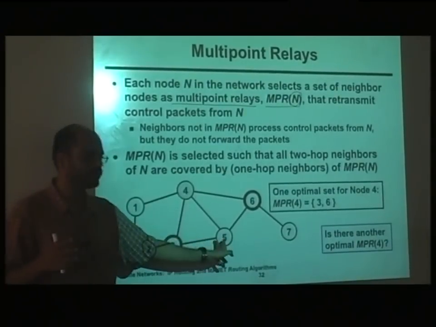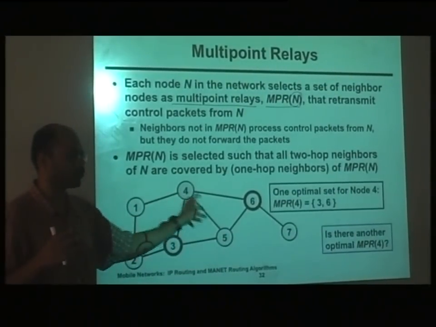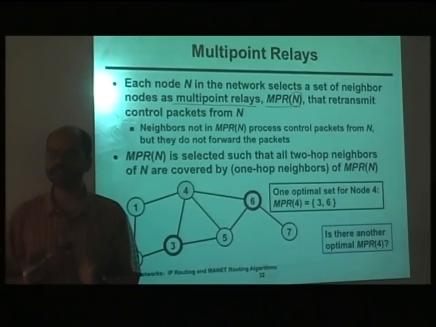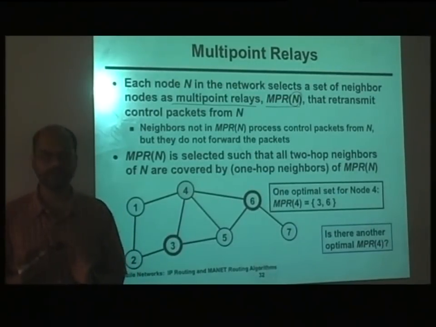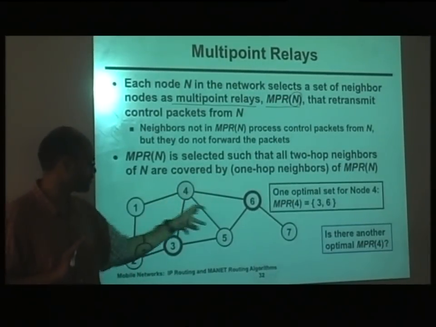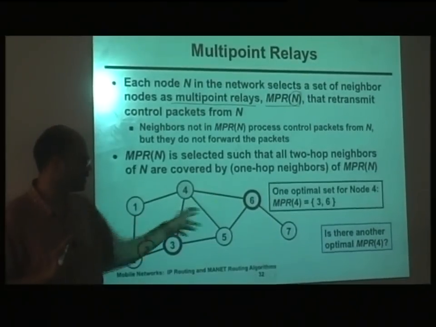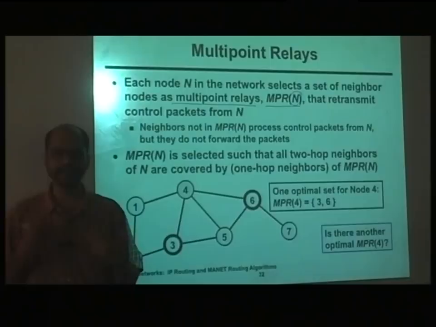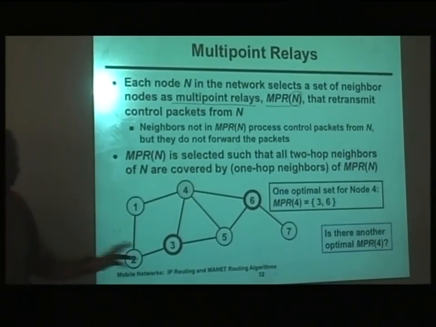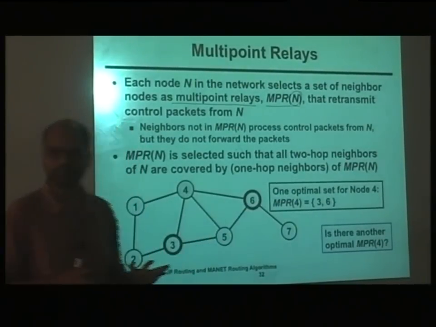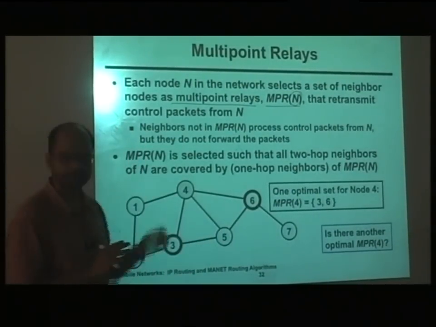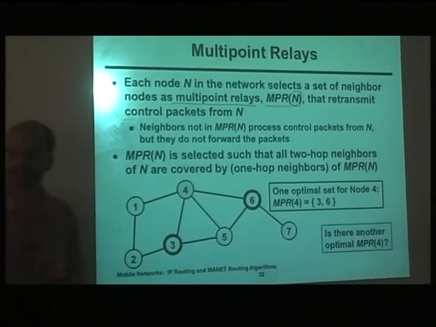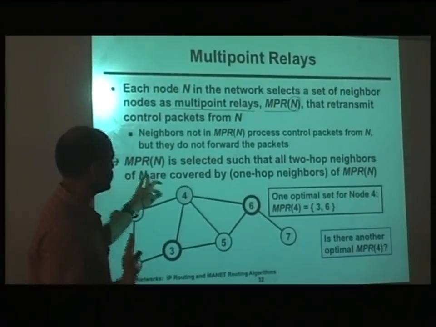1 and 5, even though they are directly connected to 4, will not transmit anything. Right? So even if they know that 4 is connected to these 4 nodes, 1 and 5 will not talk anything about 4. Only 3 and 6 are going to talk about it. Okay. But how do we decide this? Yes, we'll come to that. We'll come to how to decide this set.